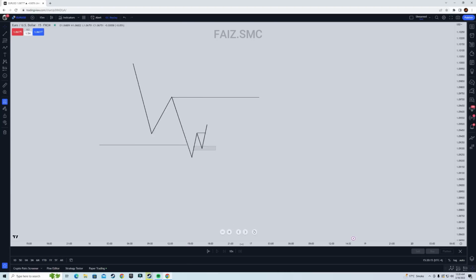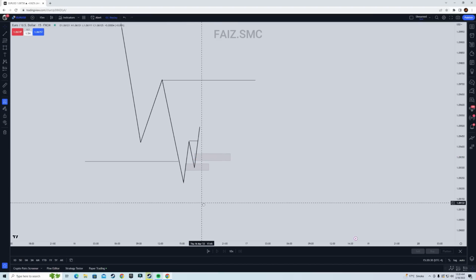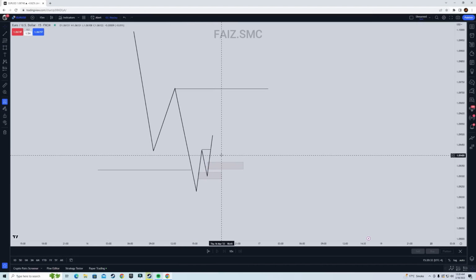Notice what I'm saying here. Price did a bullish reaction, and that reaction had a fair value gap. Price went back, filled in this fair value gap, and then you had another break of structure, and before the break of structure, price left another fair value gap. Now that is a market structure shift or change of character as well.